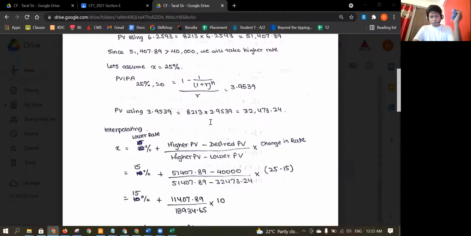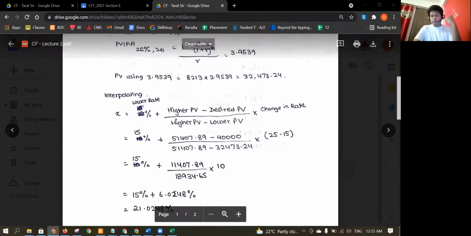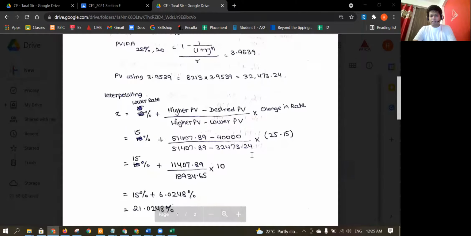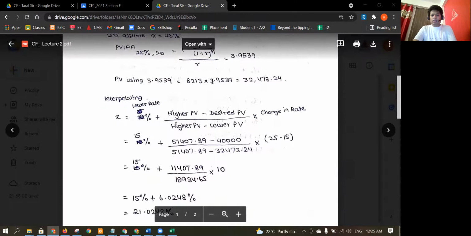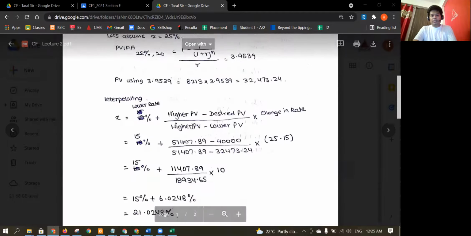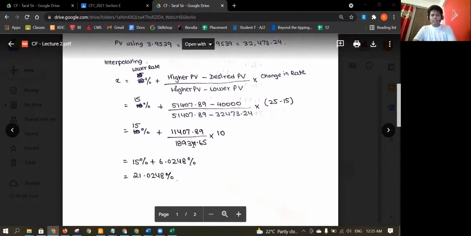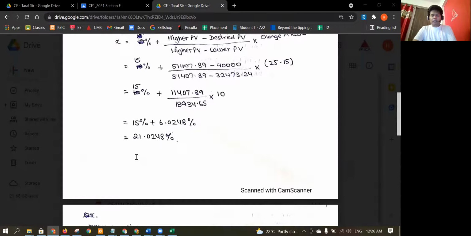So that is 51,407.89 minus 32,473 point whatever. Now if you calculate this and multiply it with the change in the rate, here it's 25 and 15, so 10 is the change in the rate, 25 minus 15 is 10. Now you solve this and you'll get the approximate rate of interest. However, this is always an approximate rate of interest. I earlier posted a video, the previous video on Minerva, regarding how to calculate this using Excel, so you can watch that. But when you're solving it in pen and paper mode, it's always more desirable to show these steps.